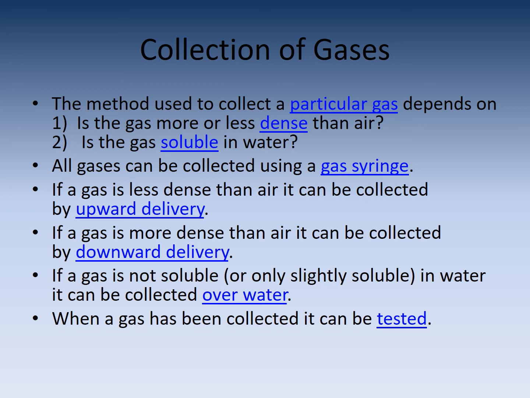So the methods for collecting gases depend on the physical properties of the gas. Number one is the solubility, how soluble the gas is in water, and number two is the density, how dense the gas is compared to air. There are three methods of collecting gases: collection of gas by downward delivery, collection of gas by upward delivery, and collection of gas by displacement of water. When the gas has been collected, there are various tests to identify the gas.